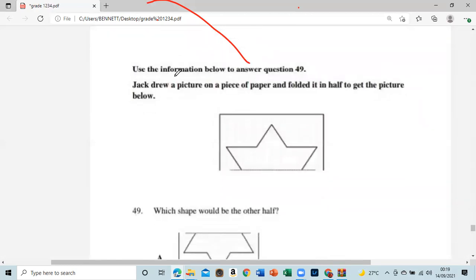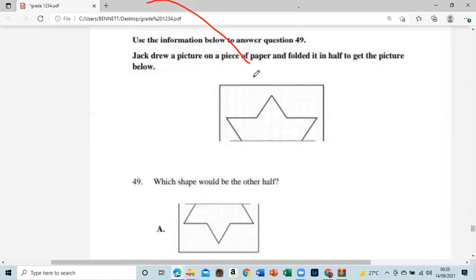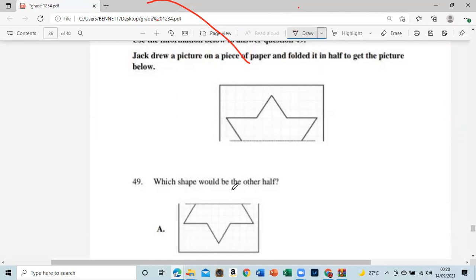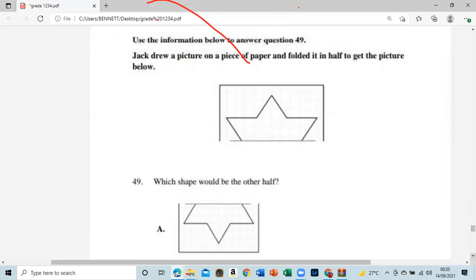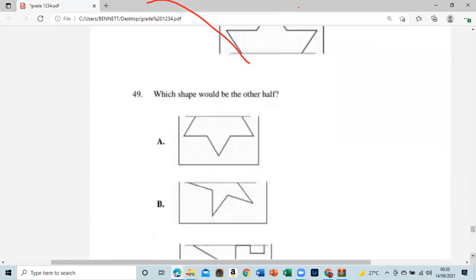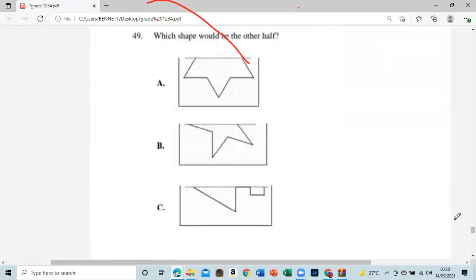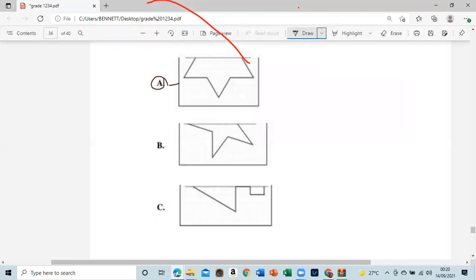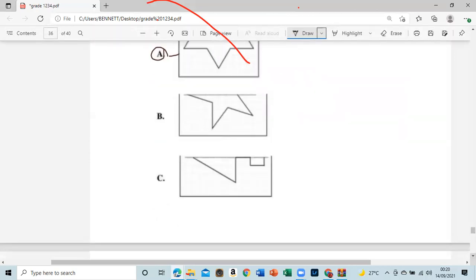49. Use the information below to answer question 49. Draw a picture on a piece of paper and fold it in half to get the shape below. So you get this, right? Which shape would be the other half? Alright. A looks legit. Definitely A. I guess the students would have known this. Let's move on to 50.